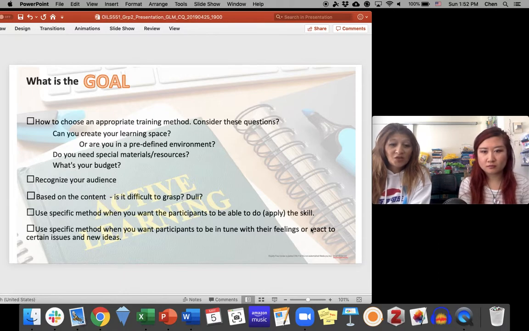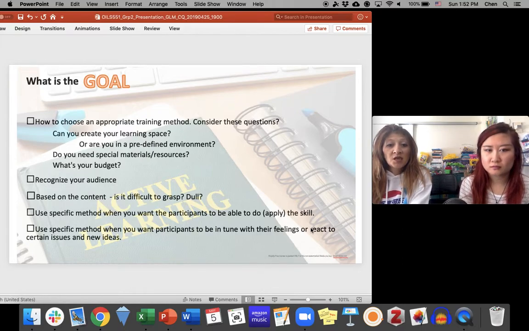And then we get to the end of our learning experiences and what is the goal, or how are you going to do this? How do I choose the appropriate training methods? Some important questions to consider: first, understand where your learning space is going to be. You might come up with a model that you think is going to work really well, and then you show up and you're not allowed to move furniture around, or it's really small. If you know that in advance, you can make a better decision on what method you want to use.